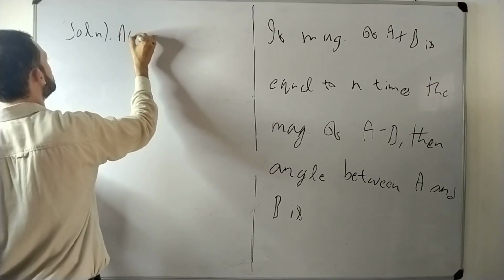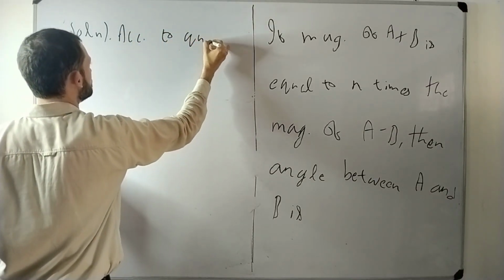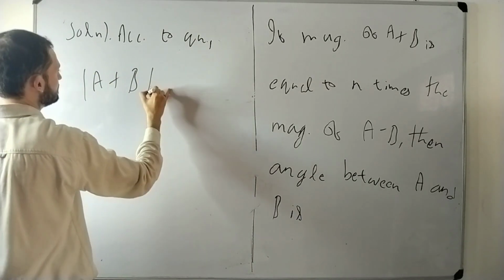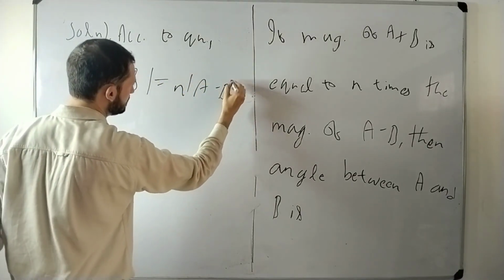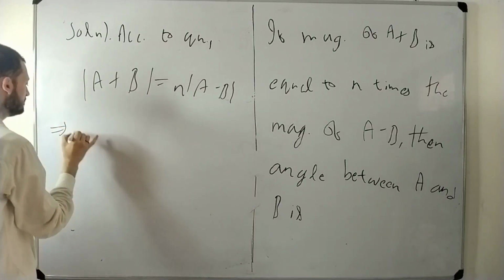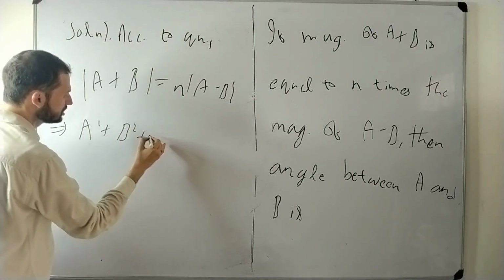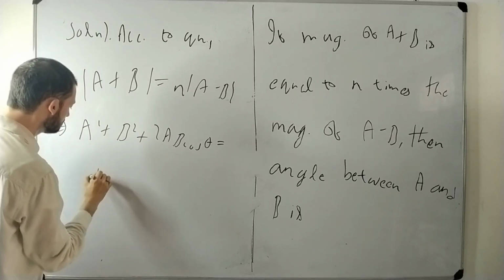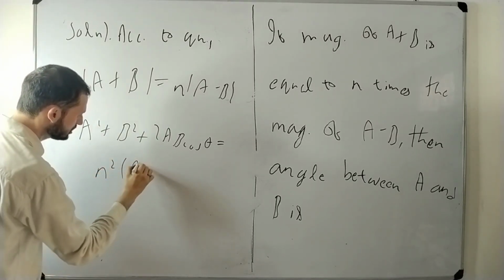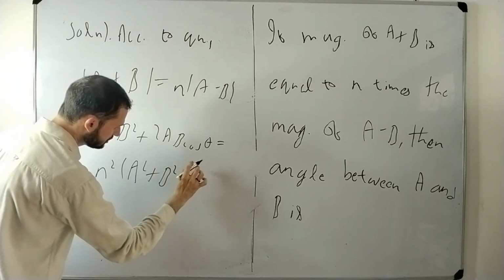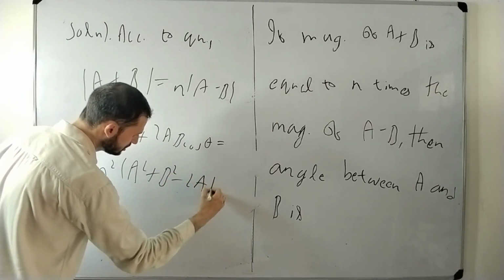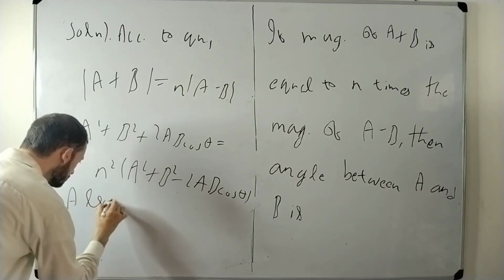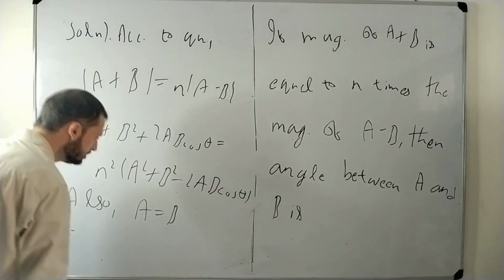According to the question, the magnitude of A plus B is n times the magnitude of A minus B. This must imply A square plus B square plus 2AB cos theta, then n square times A square plus B square minus 2AB cos theta. Also it is given that A is equal to B.